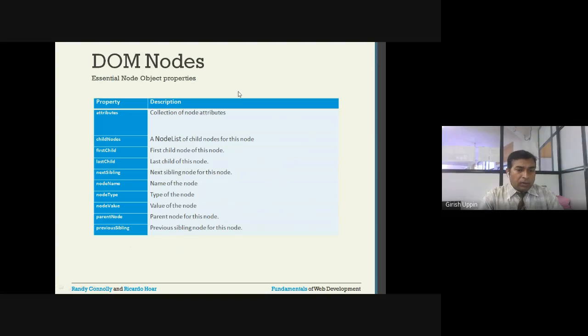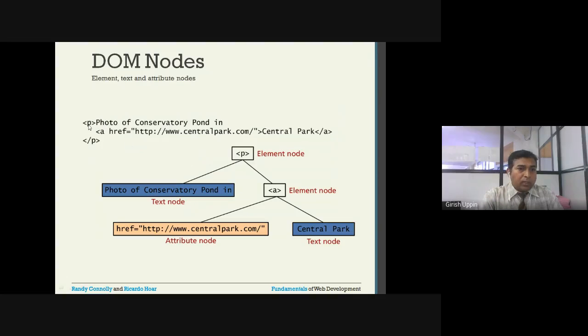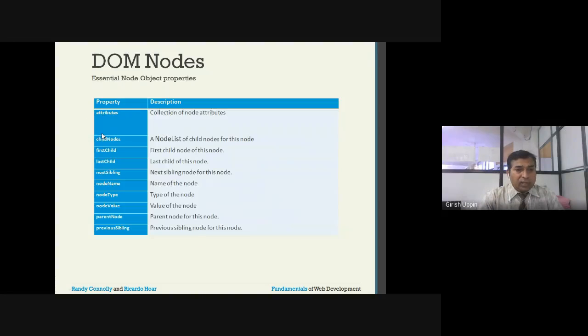What are the other properties of a DOM node? Attributes gives a collection of node attributes. Child nodes, what will it give? It will give a node list from whichever node you have selected. If you access the property called childNodes, it will get you the node list. And firstChild, this would be the first child of this particular node. So whatever node you have selected, if I say this is the node I have selected, then the first child is, or obviously there is only one child, a. So it will give the first child.